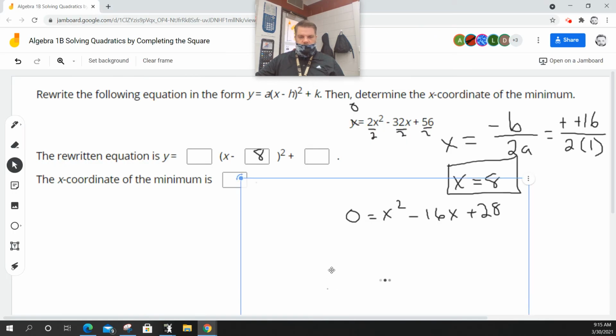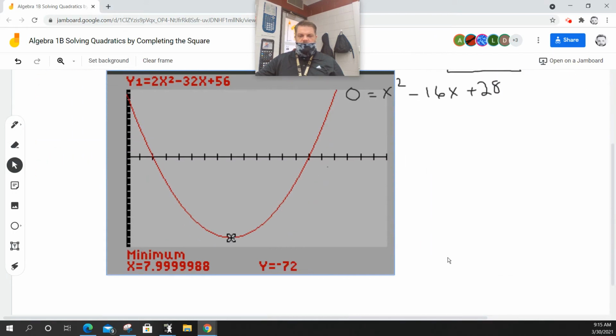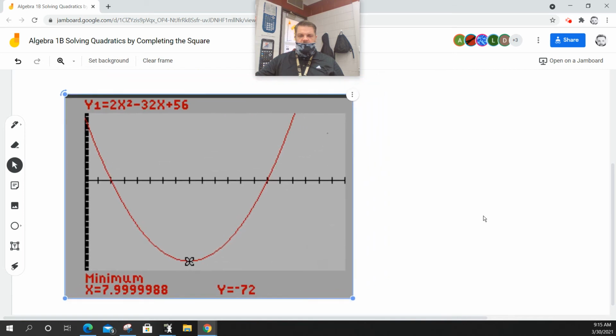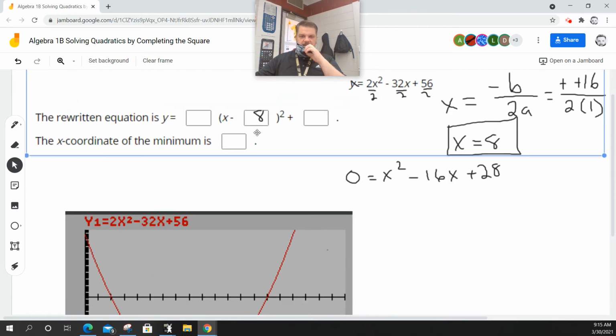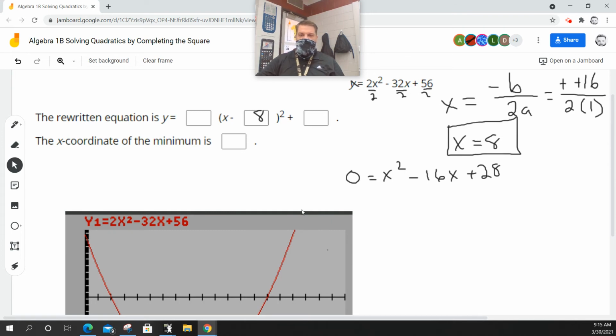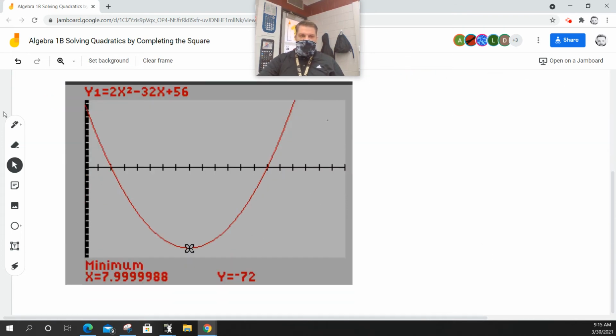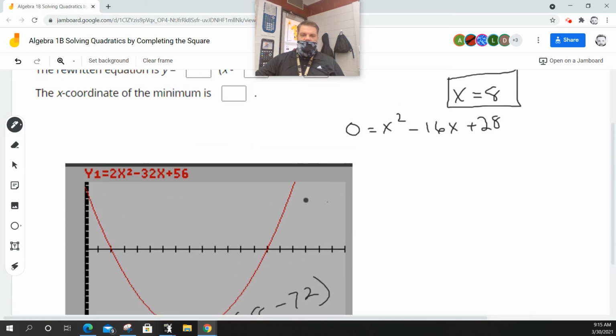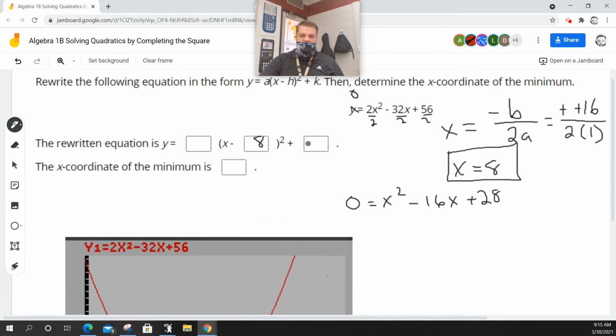Now it's an approximation, because that's all my calculator knows how to do. But I know algebraically that when x equals 8, y is negative 72. So the vertex is the h, k. This spot right here occurs at 8, negative 72. So then my vertex is 8, negative 72, and this value is 8. We figured that out. So now I just have to figure out what A is.